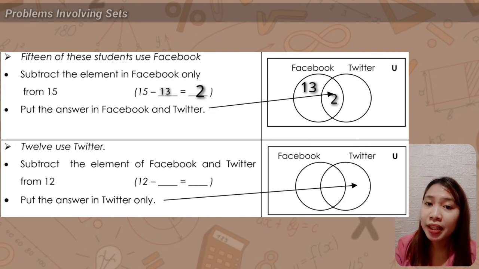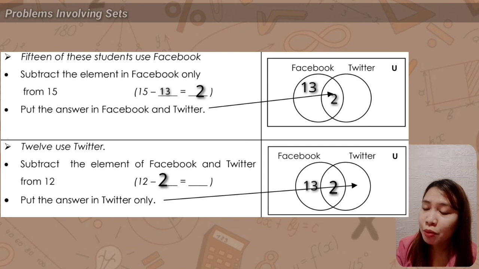And then, gagamitin naman natin yung given na 12 use Twitter. So, dun sa 12, isusubtract natin yung 2 na gumagamit ng Facebook at Twitter. So, 12 minus 2 ay equals to 10. So, ibig sabihin, itong 10 na to ang gumagamit ng Twitter only.